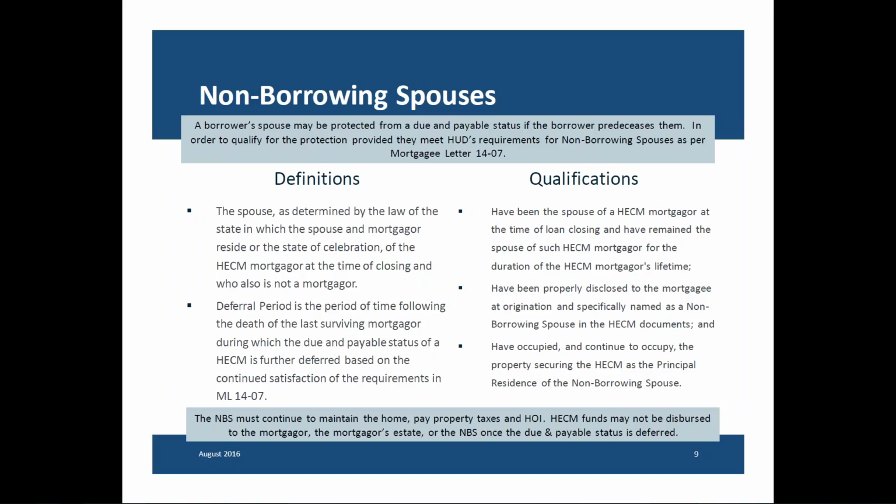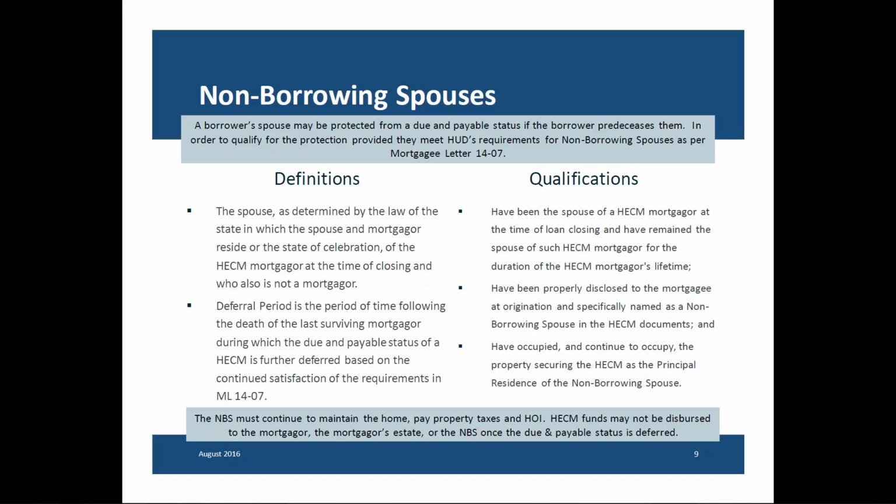And there are some definitions of what a spouse would be. The definition of a spouse in these situations would be as determined by the law of the state in which the spouse and mortgagor reside, or the state of celebration of the HECM mortgagor at the time of closing, and who is also not a mortgagor. The deferral period is the period of time following the death of the last surviving mortgagor, during which the due and payable status of a HECM is further deferred based on the continued satisfaction of requirements in ML 1407.